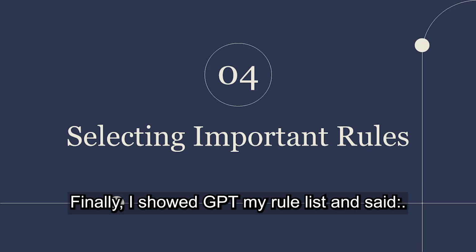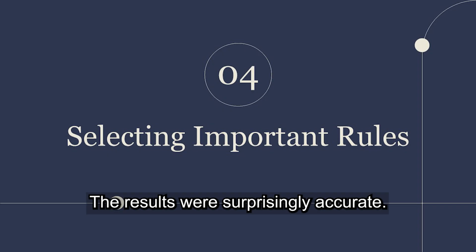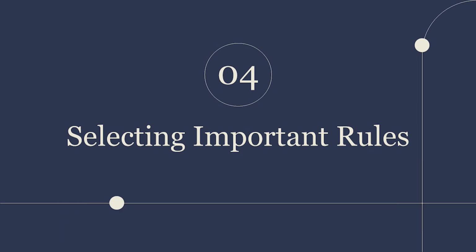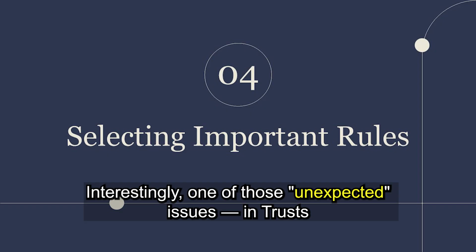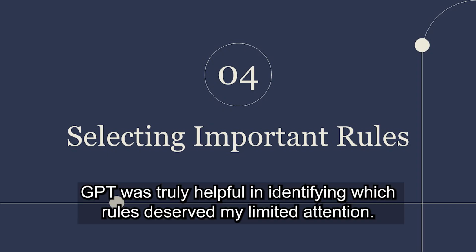Finally, I showed GPT my rule list and said, "Based on your analysis, please categorize the following rules into 3 levels of likelihood: 3 stars for high probability, 1 star for low." The results were surprisingly accurate. They mostly matched the importance I had felt intuitively while studying, and sometimes GPT highlighted unexpected issues that I might have ignored otherwise. Interestingly, one of those unexpected issues in trusts actually appeared on the real exam. GPT was truly helpful in identifying which rules deserved my limited attention.